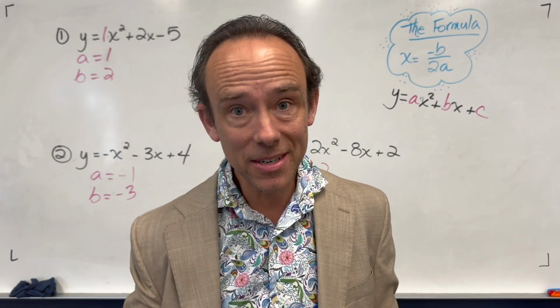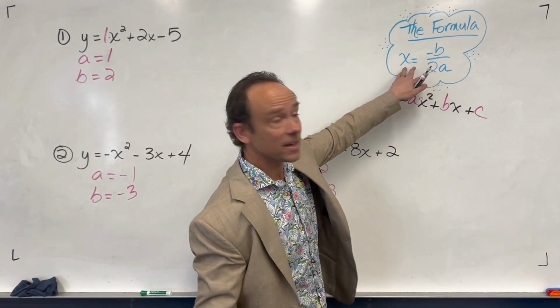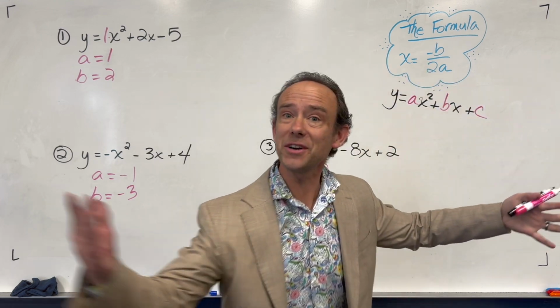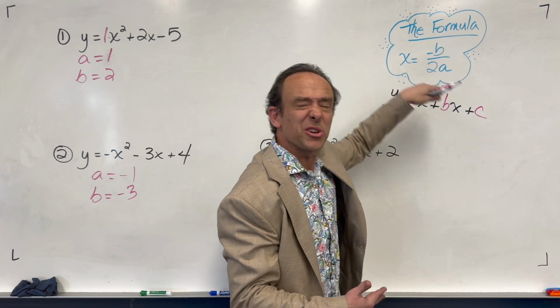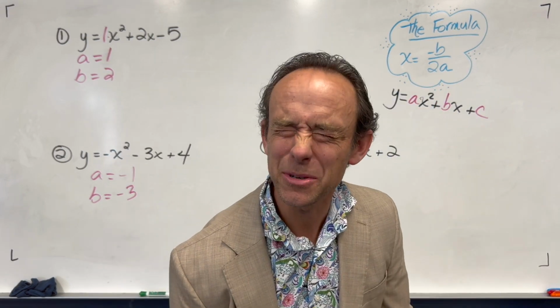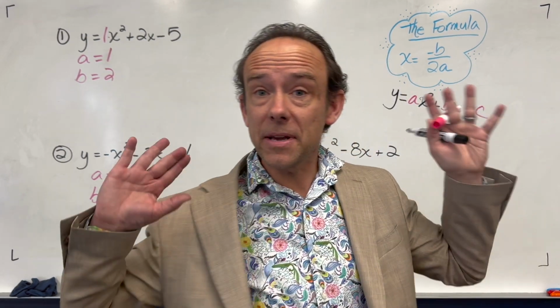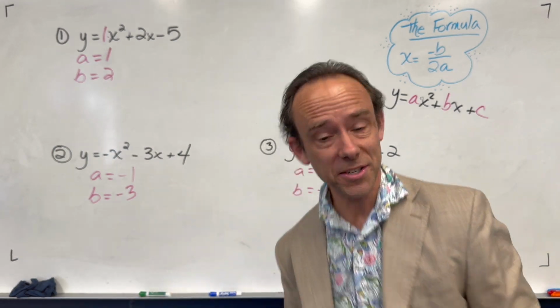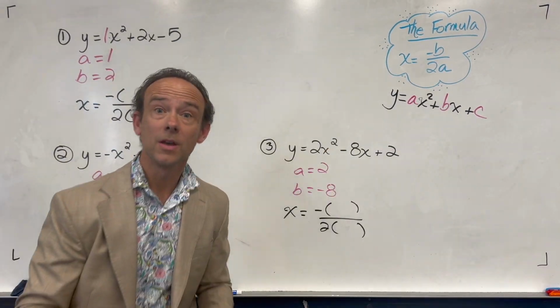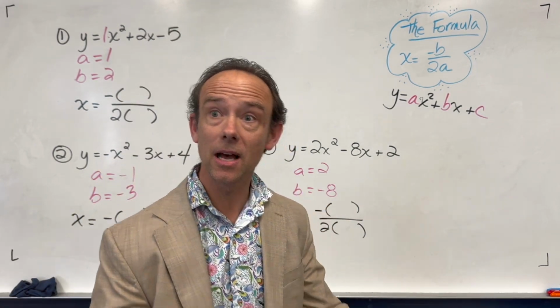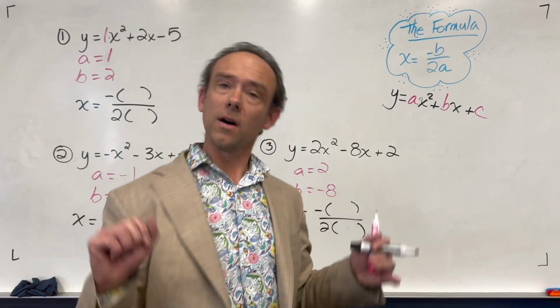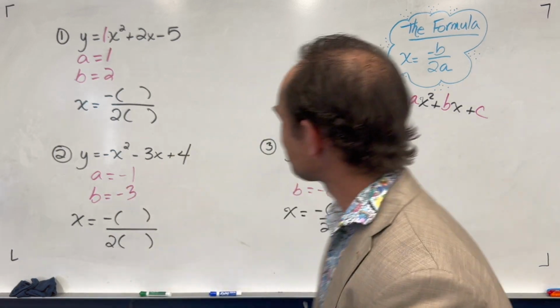Step 2, calculate the X value of the vertex. So the formula gives you the X value, i.e. the axis of symmetry. Let me set that up for you first. All right, hit pause and find your X value. Pause. Unpause. All right, let's go get it.